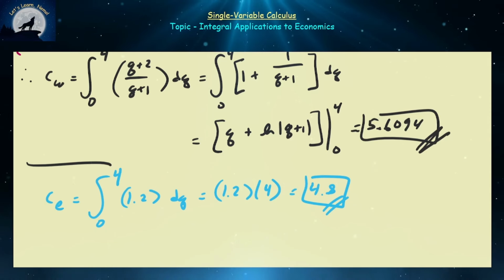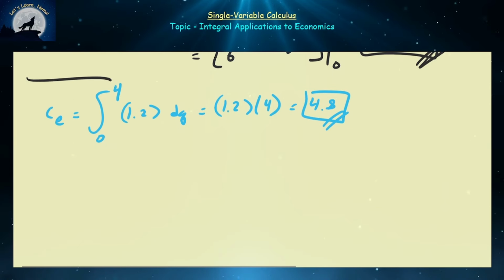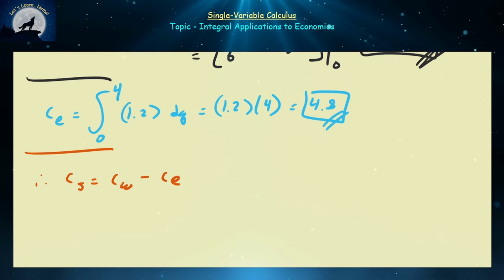Once we have the consumer willingness to spend and the consumer expenditure, then we can easily find the consumer surplus by subtracting these two. So the consumer surplus is going to be equal to, again, consumer willingness minus consumer expenditure, which in this case is approximately 0.8094.